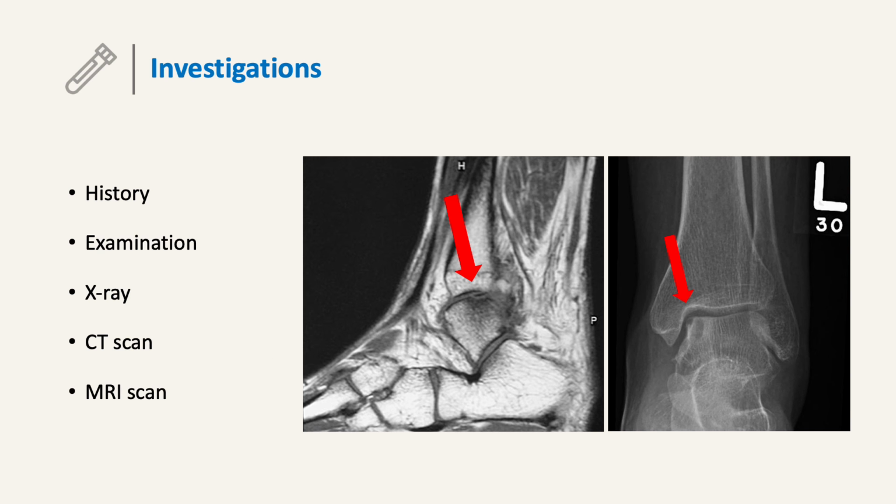The investigations are pretty much the same as an ankle sprain. So you start out with a history and an examination, and then you do an X-ray. However, because these are very hard to detect via X-rays, you would have to get a CT scan and an MRI scan as well.